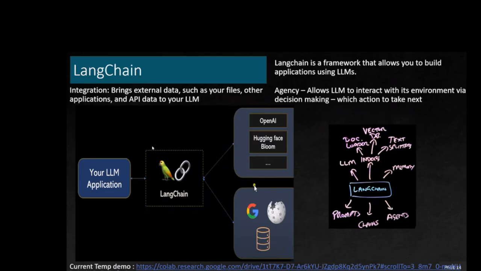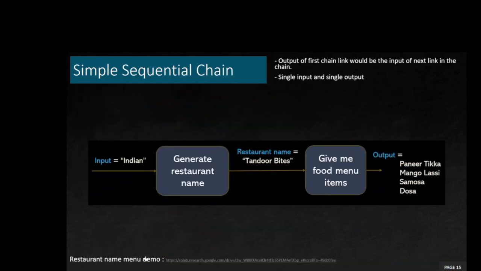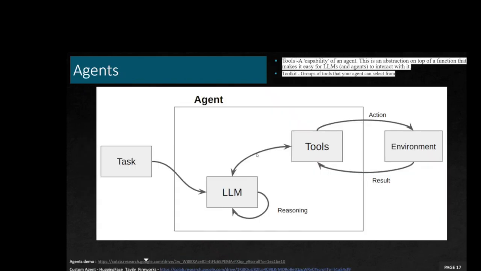And then LangChain, what is that? What is OpenAI? What are the alternatives to that? Hugging Face is one of the open source LLM providers. And then we have different kinds of chains. How does it work? And then agents, where the LLM uses tools for taking action and going into the environments.